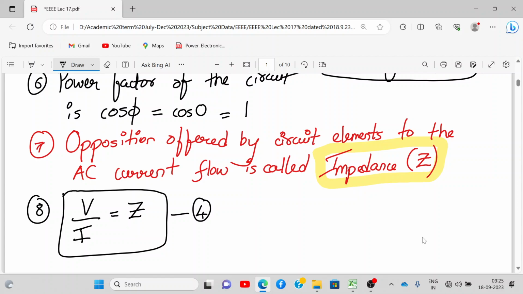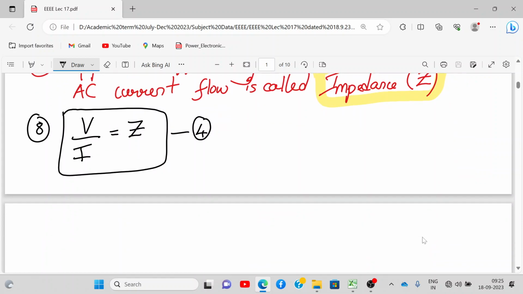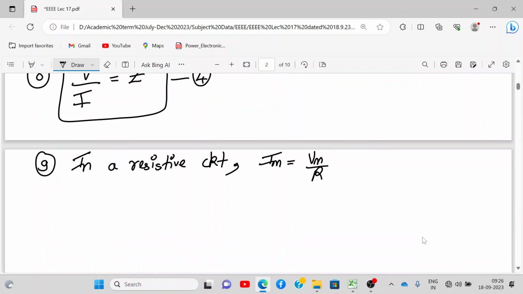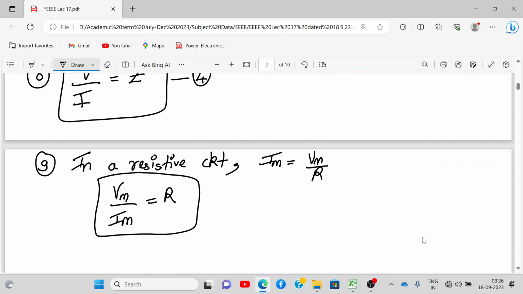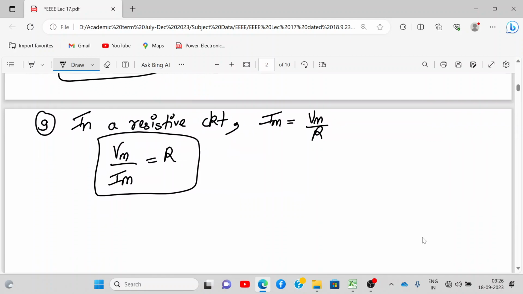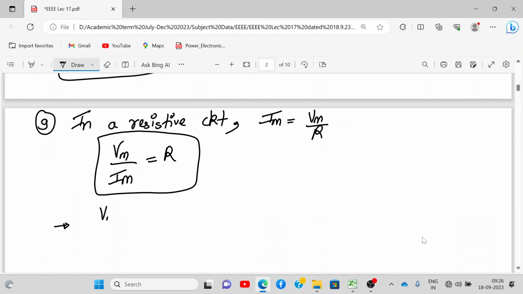So now let's dissect it further. Please write along with me. So in a resistive circuit, what is Im given by? Vm by R, right? Correct? So we can say Vm upon Im is R. Yes or no? Now see, I will divide both numerator and denominator by root 2: Vm by root 2 upon Im by root 2 is equal to R.